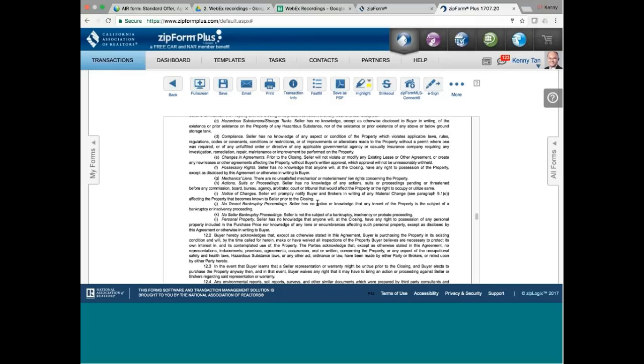For the AIR form, they talk about mechanics lien, right? The CAR form doesn't even mention mechanics lien. That's the difference between CAR and AIR. I don't think they talk about tenant bankruptcy in a CAR form. In the case of the AIR form, they talk about tenant bankruptcy. So if the seller is aware that one of the tenants is in bankruptcy, the seller has to disclose to the buyer.